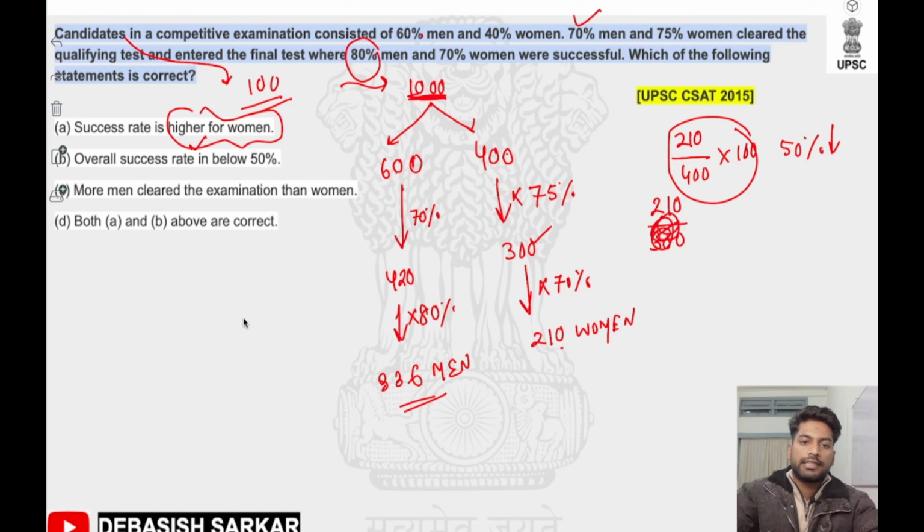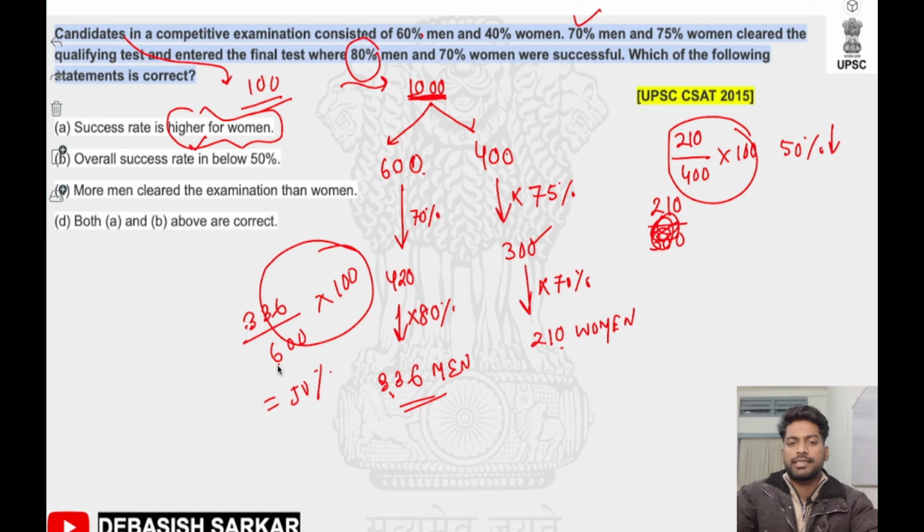Now here, 336 men clearing the exam out of 600 into 100. This is more than 50%. You can do it and check. How can I say that? Look, 336 is more than half of 600. That's why more than 50%. No, it's not less than, it will be more than 50%. But it's around yours. Okay.